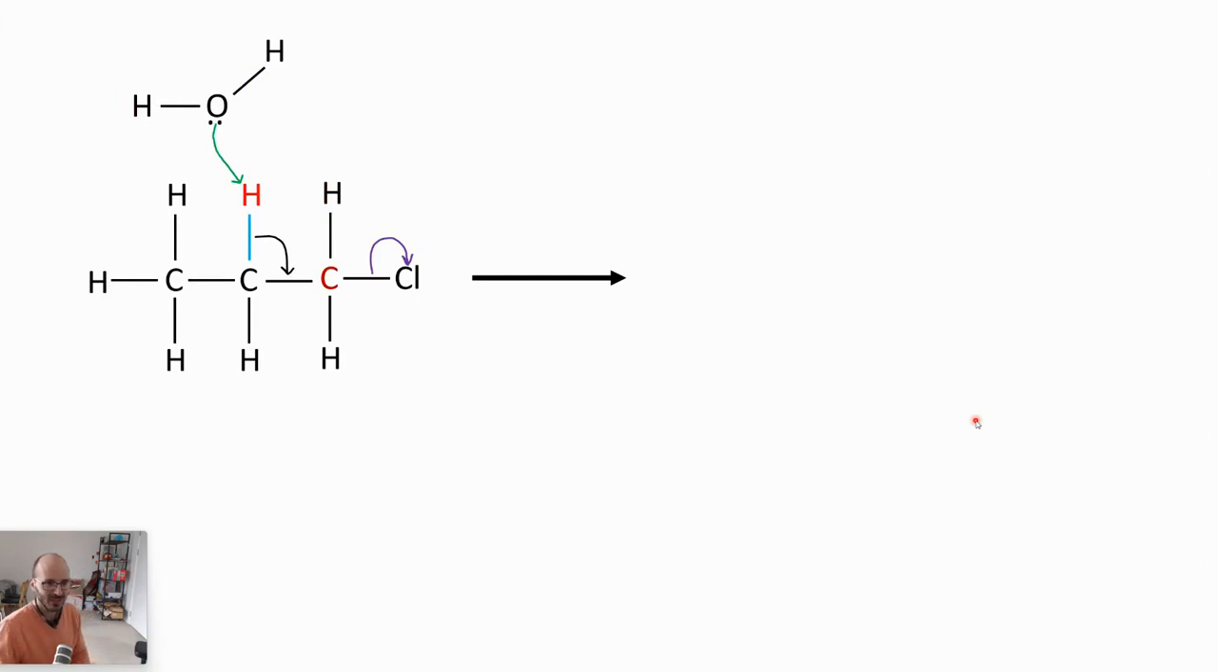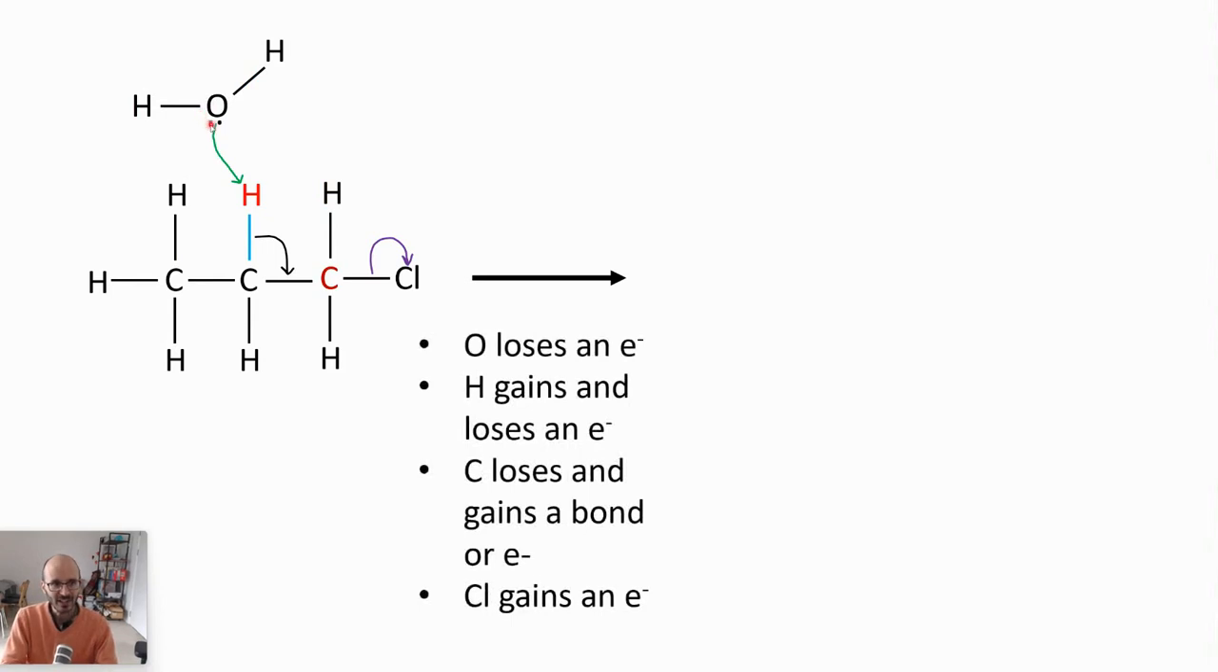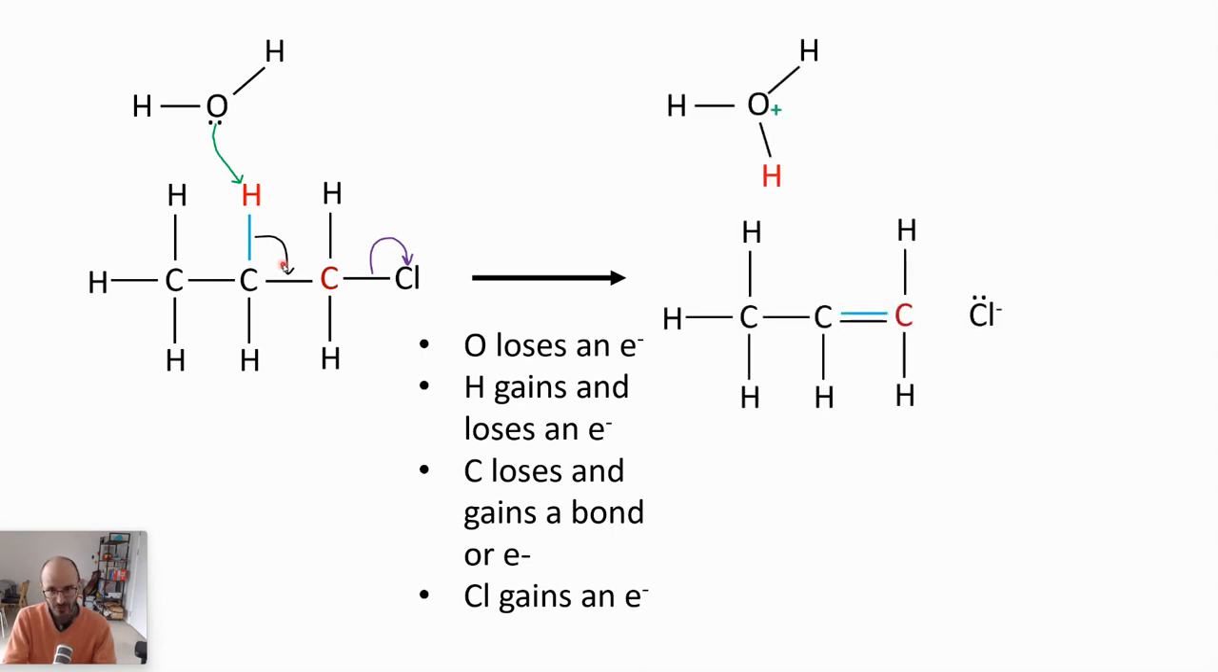This one, what do you think we would get? The oxygen is making a bond to the hydrogen. The hydrogen-carbon bond is breaking. The electrons go to the single bond. So the oxygen goes from neutral to positive. Here, this bond is lost, and you get a double bond here. And then this bond is lost, and the chlorine is gaining the electron, so it becomes negative.